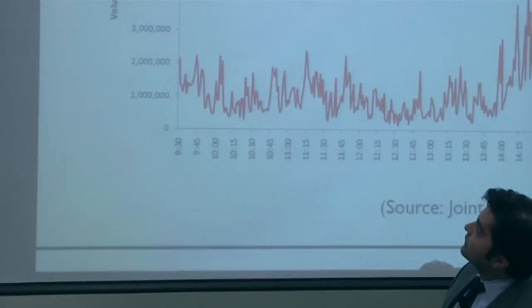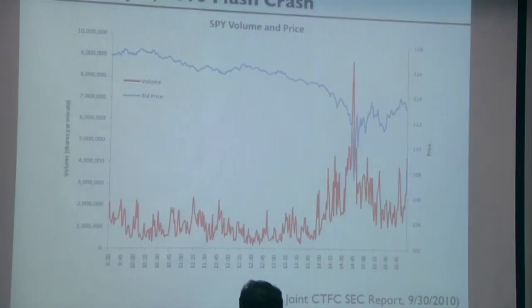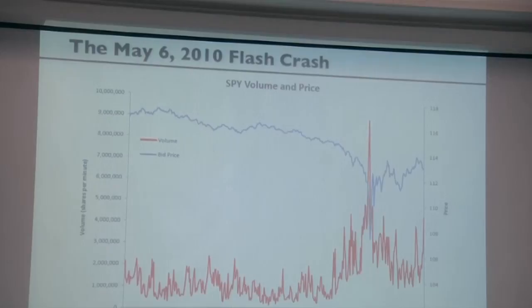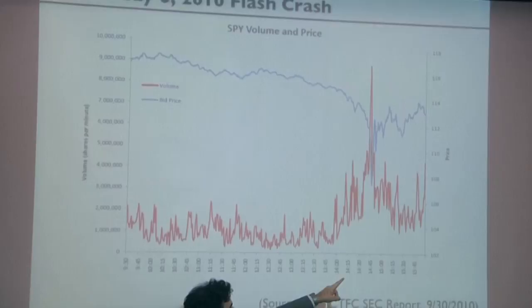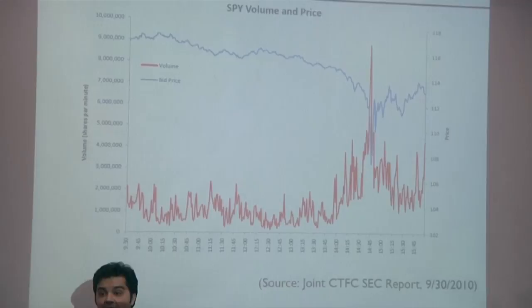And the SEC did a report on this. Basically what happened is in about 5 minutes, the market fell 5% based on no news or fundamental information. And then in the next 5 minutes, it sort of recovered. So it was kind of a blip that, according to this report at least, came about from some kind of pathological interaction between a large algorithmic trader and high-frequency traders, right?